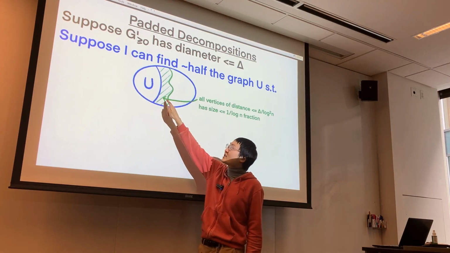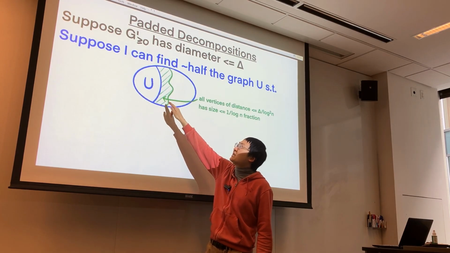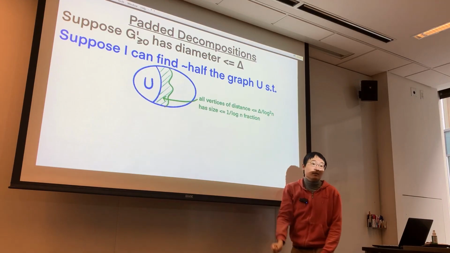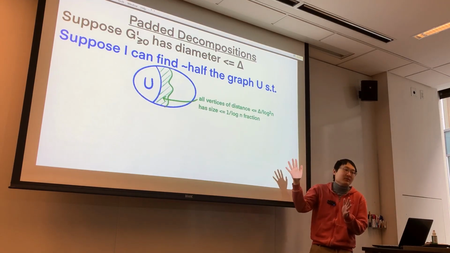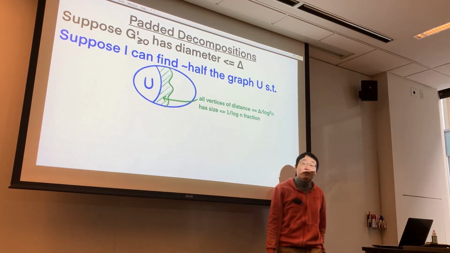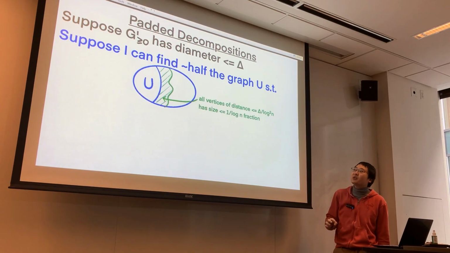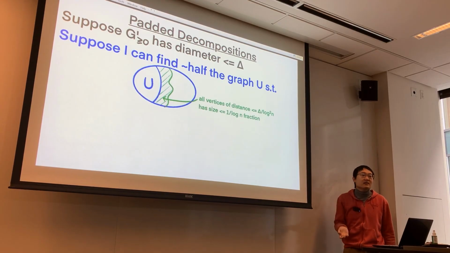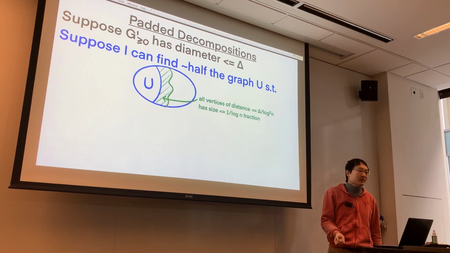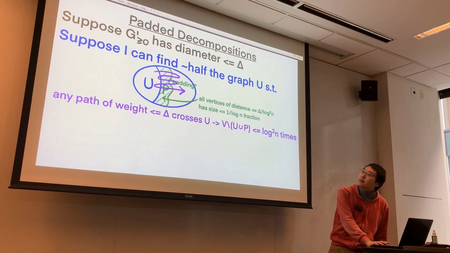In other words, every vertex here is reachable from some node in U with a path of length at most this. This is reachable out, so from U to here, not the reverse. The direction doesn't matter. And I want this padding to be small in size, so let's say it has a small number of edges or vertices, depending on which level you prefer. So we'll call this a padding.